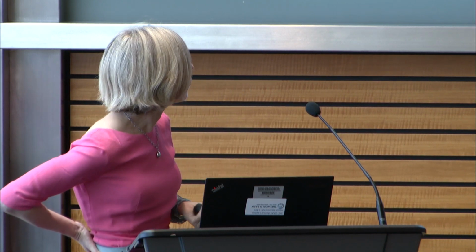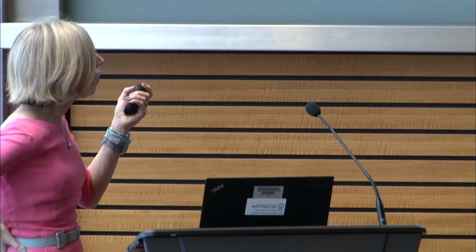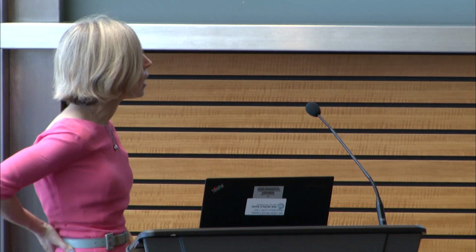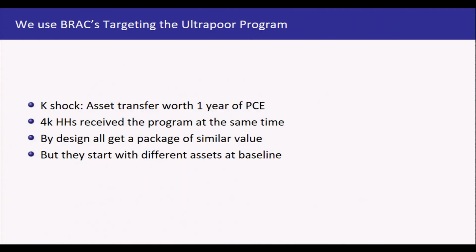Now, how do we test between these two views? Well, we have the shock, which is an asset transfer worth about 1 year of per capita expenditure. There are 4,000 households who all receive this transfer at the same time. By design, they all get the same value. The package, just so you know, is a cow. And a cow is worth more or less the same everywhere. It's a small area. However, the people start with different levels of assets at baseline.